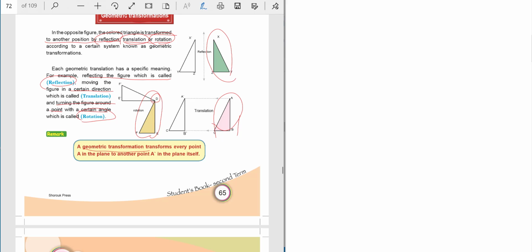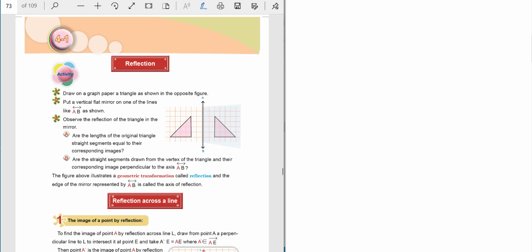A geometric transformation transforms every point A in the plane to another point A dash in the plane itself. Here, first we have reflection. We have a straight line AB, called the axis of reflection, and this point has an image in another direction. The original figure and the image are two congruent figures, they must be congruent. If we draw a line segment from a point to its image, this line segment is perpendicular to the axis of reflection.